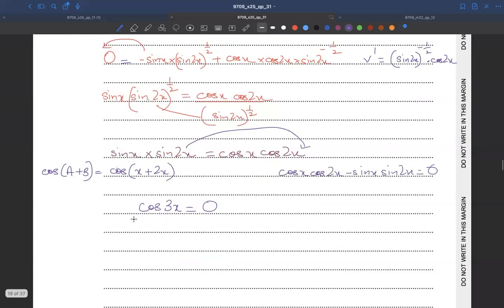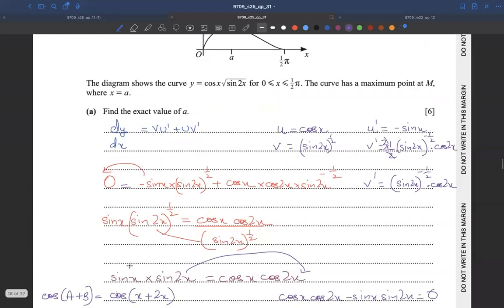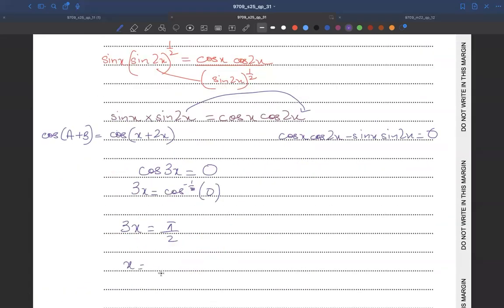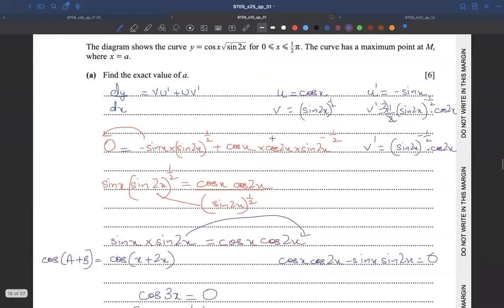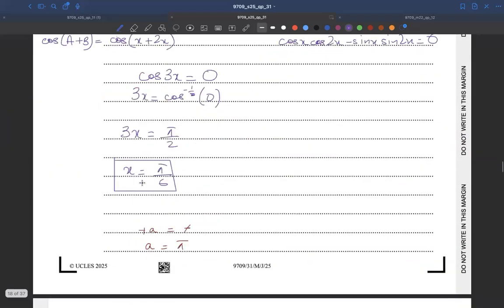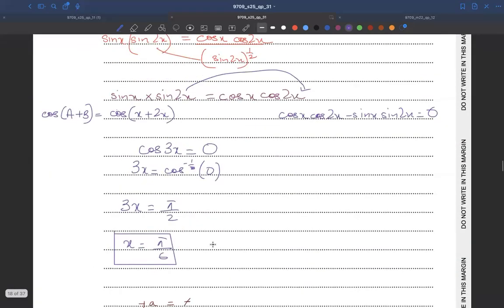Now 3x would be equal to cos inverse of 0. Now we know that cos is 0 when the angle is equal to pi upon 2. So we can say 3x would be equal to pi upon 2, and x would be equal to pi by 6. So this would be the value of a, as this x value is referred to as a. So we can now say a is equal to pi by 6.